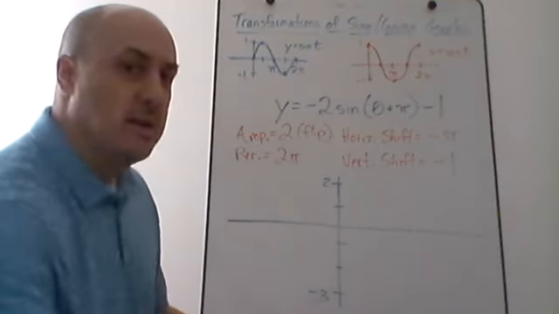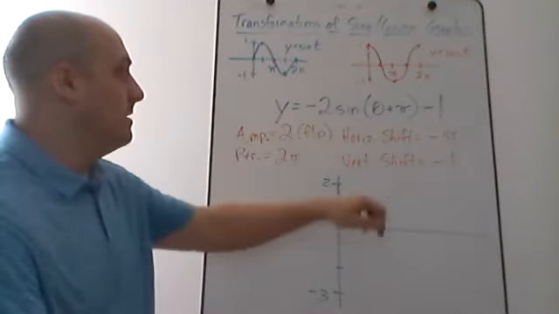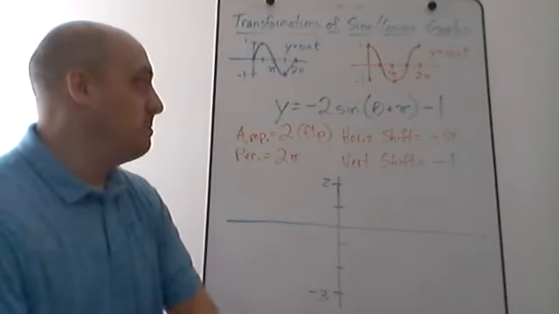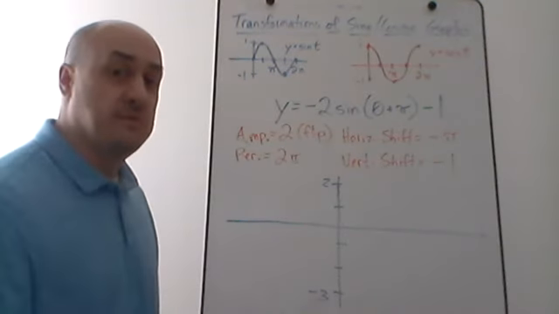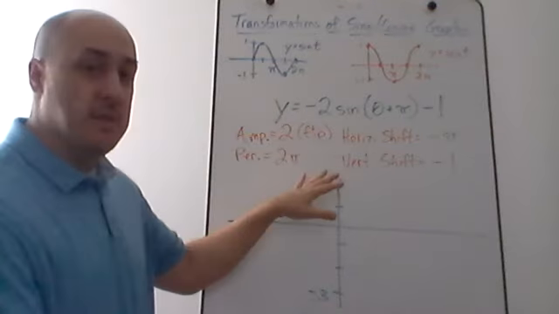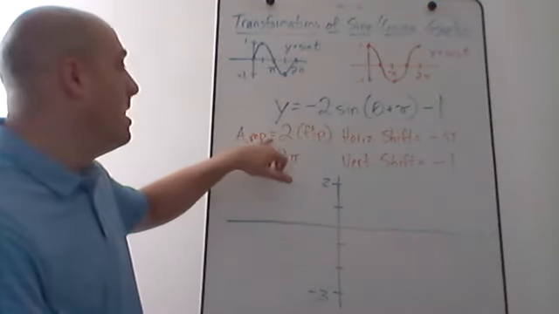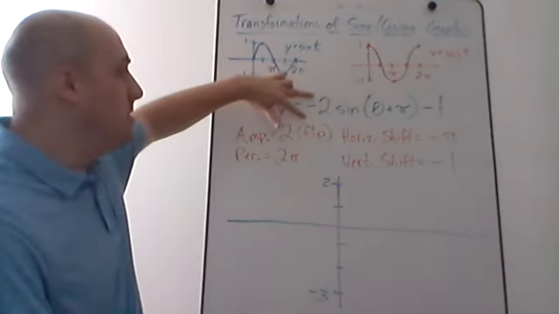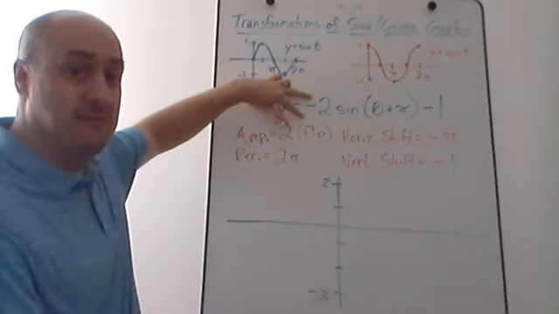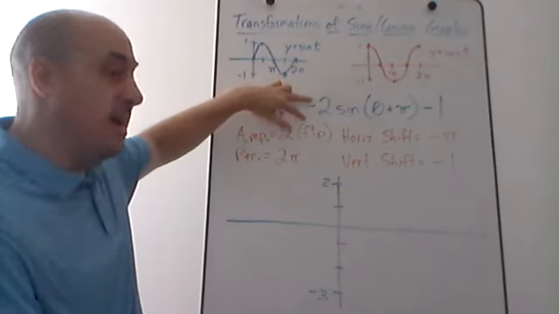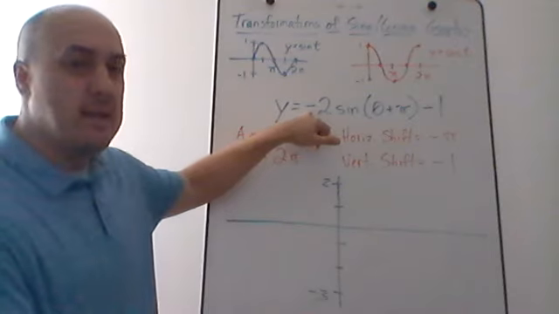All right, for this example, which we'll try to go through kind of quick, we have y equals -2 times sine of theta plus pi, minus 1, right? So we have several different transformations here, and I already put up some of the information just to save us some time here. So the amplitude is 2, right? The amplitude is the absolute value of that number that's in front of the sine. So the absolute value of -2 is +2, but we can't just ignore that negative.